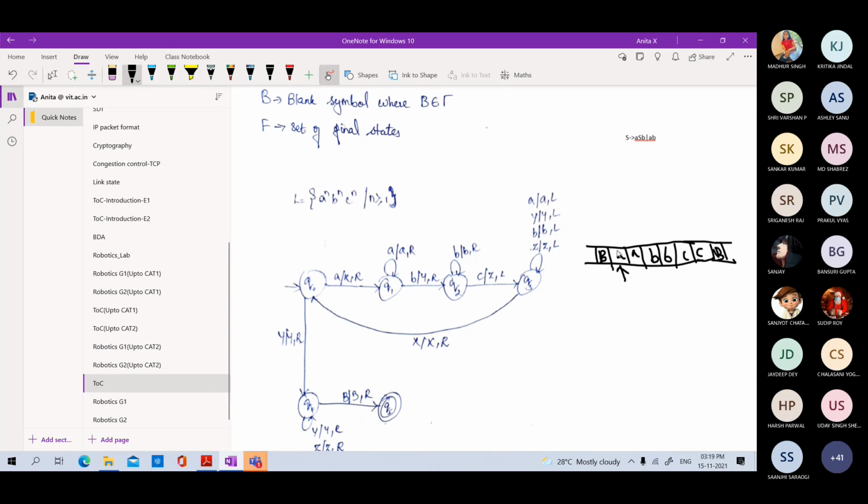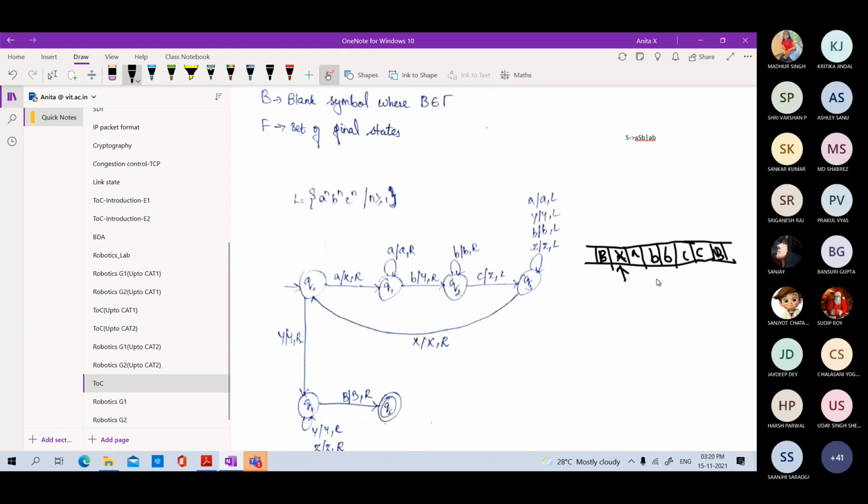I'll be replacing this A by X. That is what we are doing here. A is written, so we are rewriting it. This is overwritten by X. My target is just to check whether the number of A's, number of B's, and number of C's are equal. That's it. So this A is replaced by X, and then I am going to move my tape head towards the right.